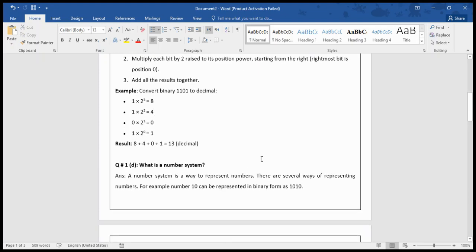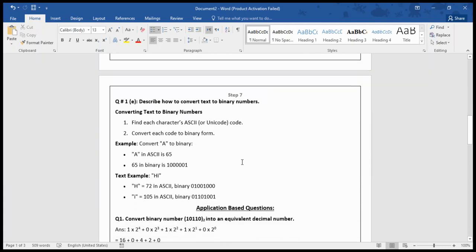The next question is: what is a number system? A number system is a way to represent numbers. There are several ways of representing numbers. For example, the number 10 can be represented in binary form. There are different number systems like hexadecimal, decimal, and then we have binary. To represent these numbers, we have number systems.